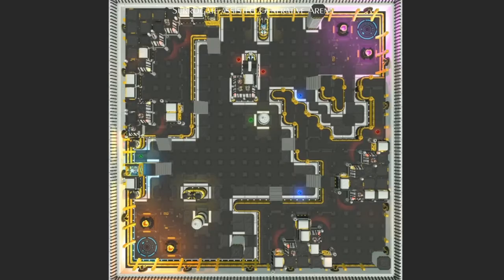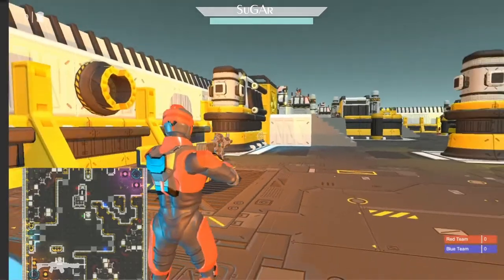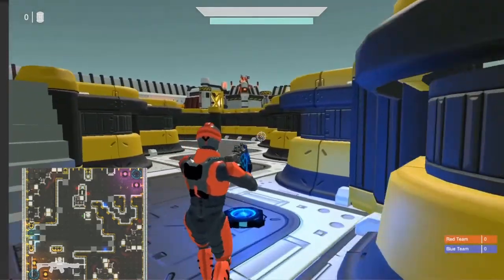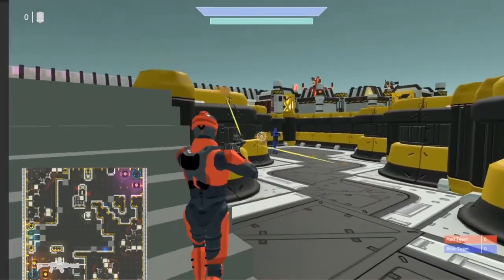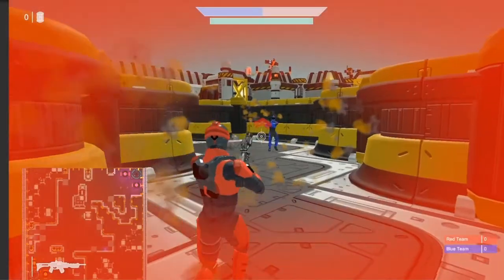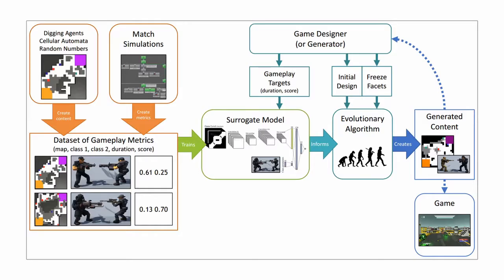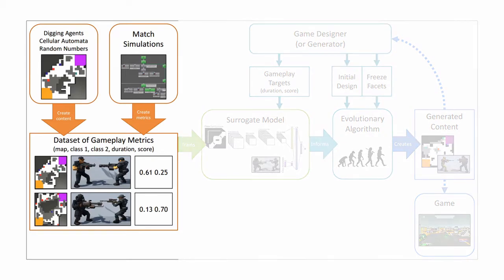In order to demonstrate the feasibility of this concept, we explored the domain of shooter games and developed a generative system that uses a surrogate model for quality evaluation to adapt players' character classes, levels, or both towards designer-specified targets. We have created the following pipeline, which consists of three phases. The first phase is data collection. During this phase, we generate a dataset of maps and classes and collect metrics of gameplay.